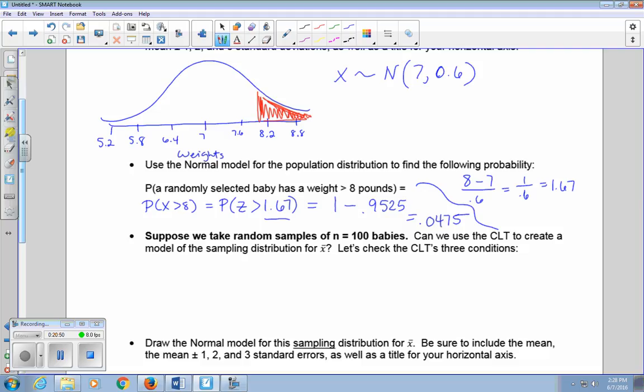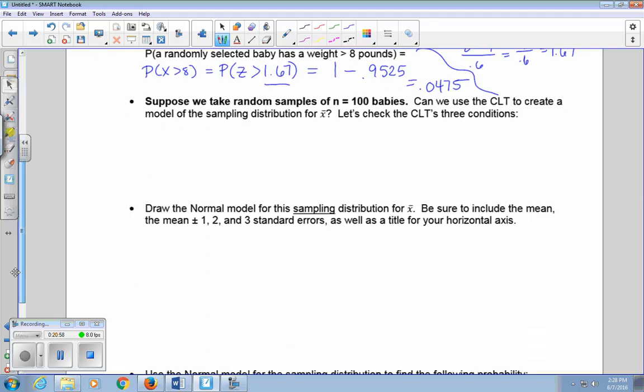Can we use the central limit theorem to create a model of the sampling distribution for X bar? Before we apply the central limit theorem, we need to check those conditions. Condition 1, simple random sampling and independence. Suppose we take a random sample, and we'll assume they're all independent. That one has been met. Is n greater than or equal to 25, or is our population normal? Our n is equal to 100, and they told us our population was normal. We definitely met that one.